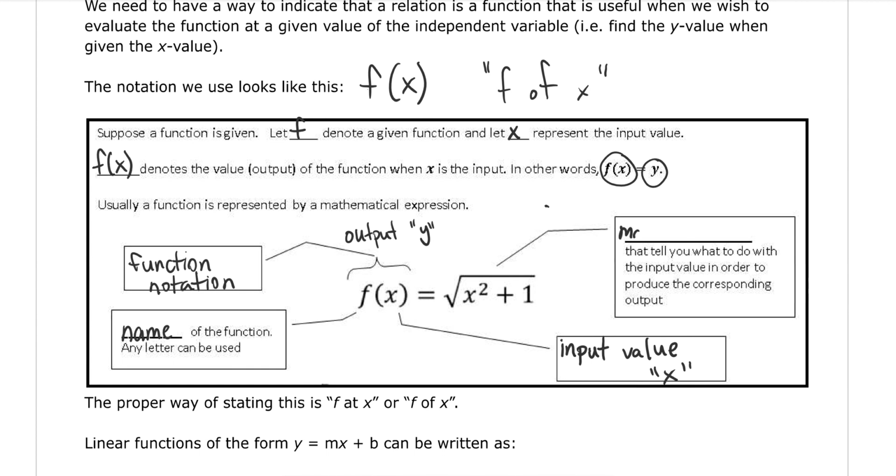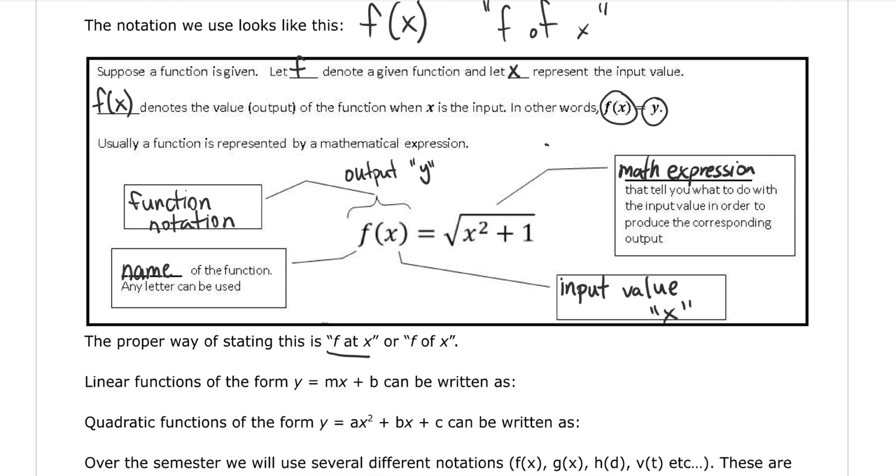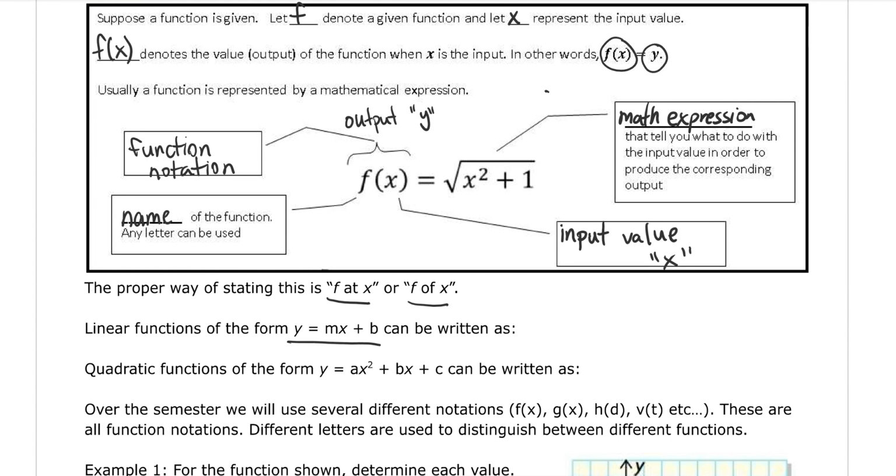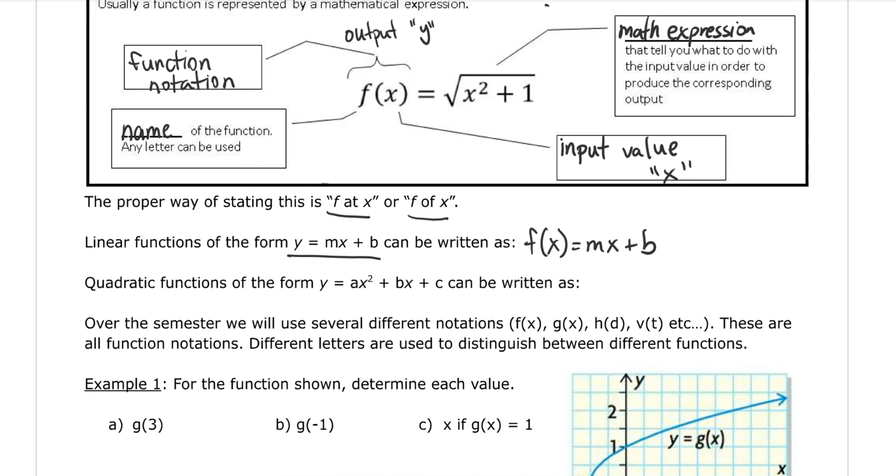The math expression tells you what to do with the input value in order to produce the corresponding output. The proper way of stating this is f at x or f of x. If you're familiar with linear functions, y equals mx plus b, you can now write them as f of x equals mx plus b. Similarly, the quadratic ax squared plus bx plus c can be written as f of x equals ax squared plus bx plus c.